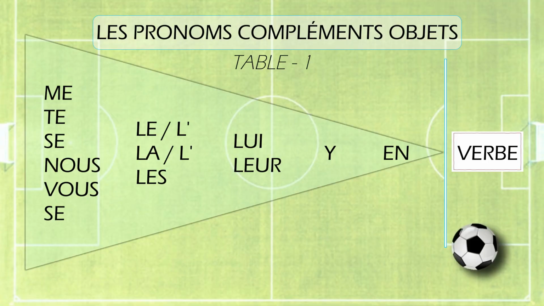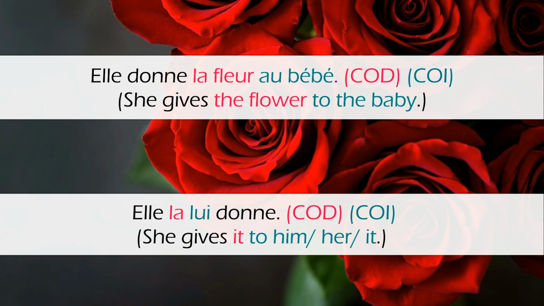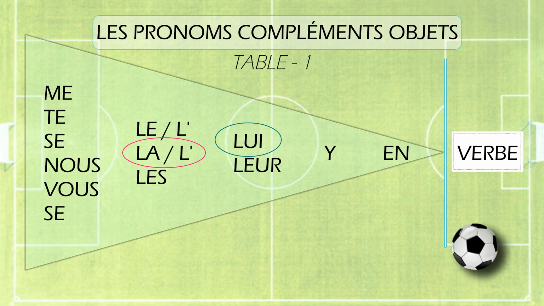In table 1, all object pronouns come before the verb. All object pronouns come before the verb. Elle la lui donne. Why la before? La comes before and lui comes after, according to the sequence of table 1.